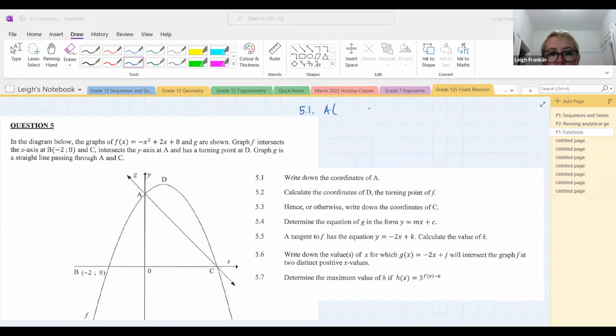Good, well done. Okay, so 0 and 8, the coordinates at A. Lovely. Good job, everybody. 5.2 now.